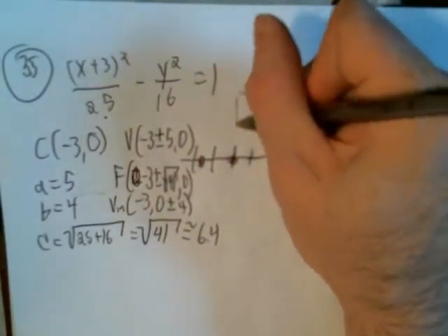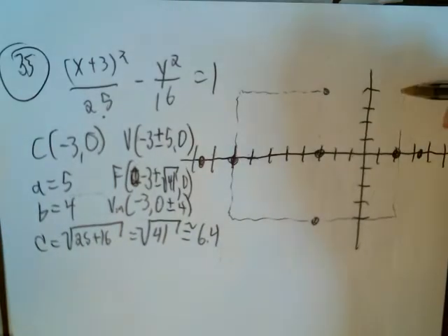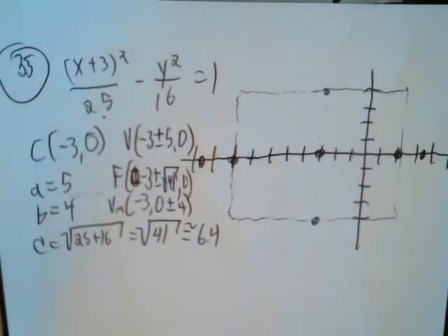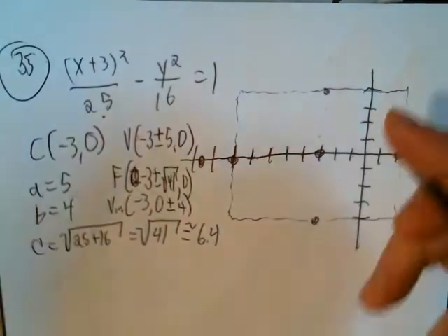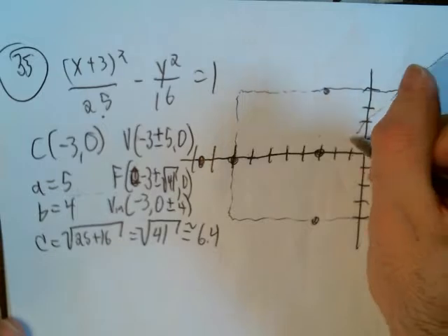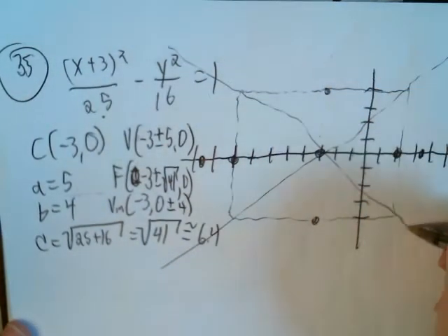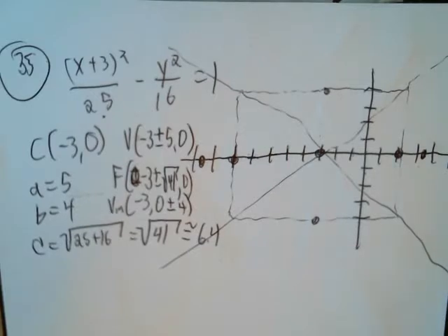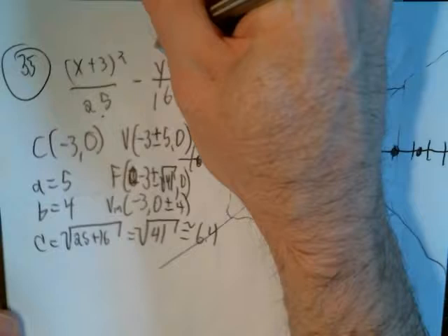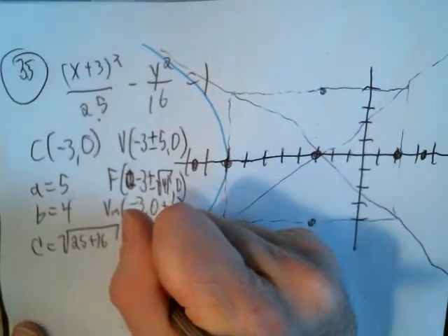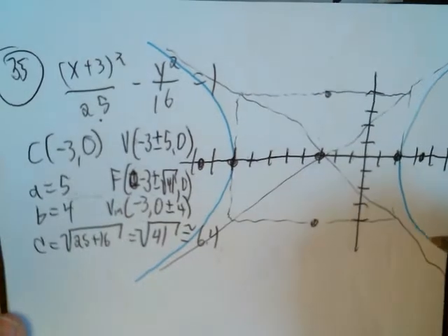Okay, so we want to draw our rectangle. And then I want to put my asymptotes in there. Okay. And then finally do your branches. I apologize for smushing this all in. Hopefully you can sort of figure it out.